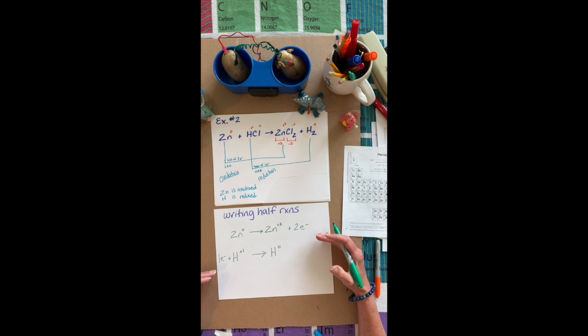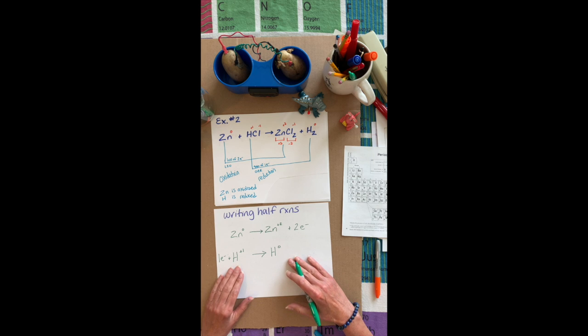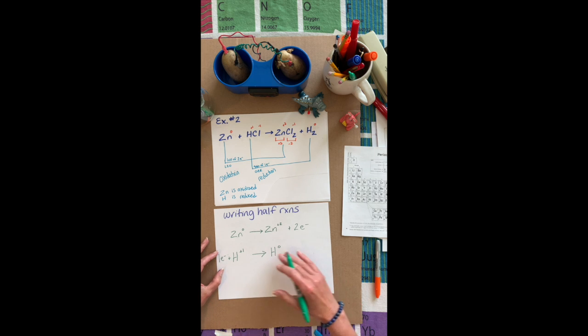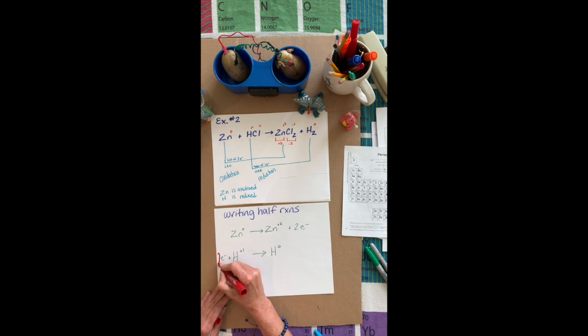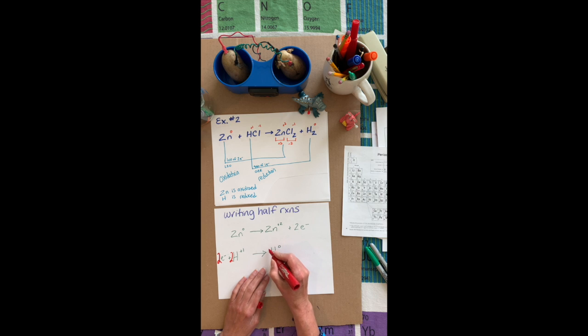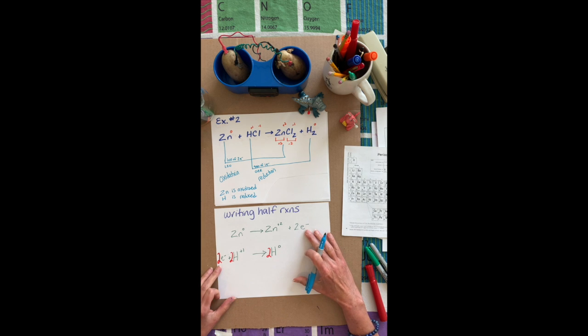Ultimately, our half reactions need to be balanced in terms of charge. If I've only got 1 electron here and 2 here, I need to balance this equation in terms of electron charge. So I'm going to multiply all of these species by 2. 2 electrons are gained for every 2 hydrogen ions to make that diatomic hydrogen. We now have the balanced charge.